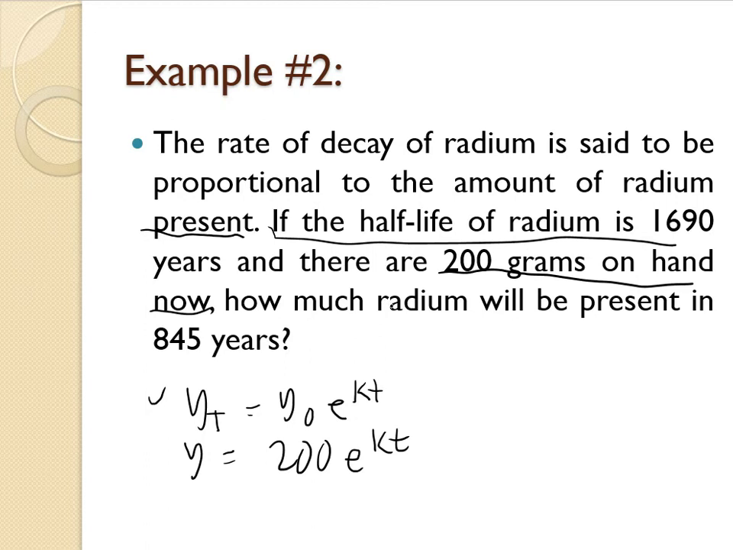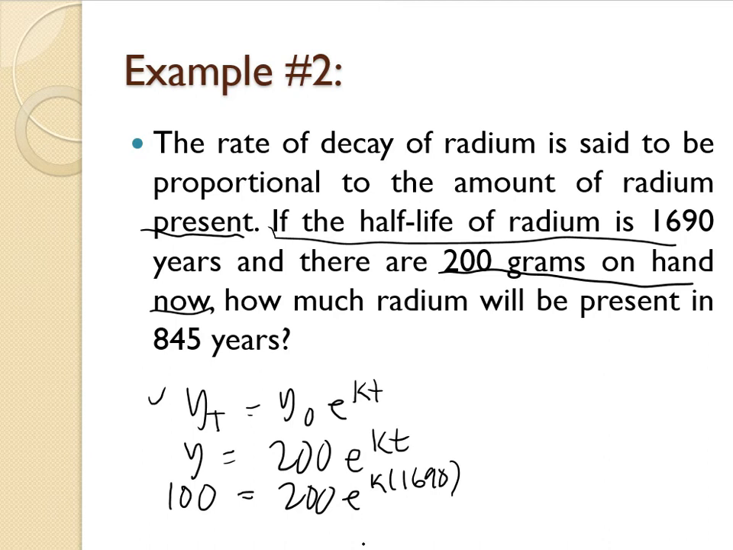So, substituting it to the equation, our y, the 200 grams, will be reduced to half. So 200 divided by 2 will become 100 is equal to 200 e raised to k, and our t is the time it takes to reduce to half, 1690 years. Okay, so our unknown here is e raised to k.